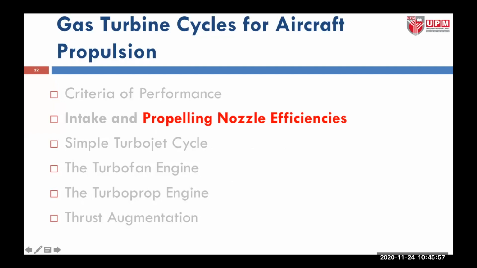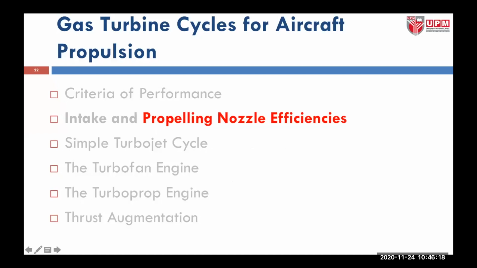That is the first part of the lecture for this session. We have looked into the intake, where we have already defined the isentropic efficiency, and at the same time the ram efficiency associated with the intake section or intake compartment.